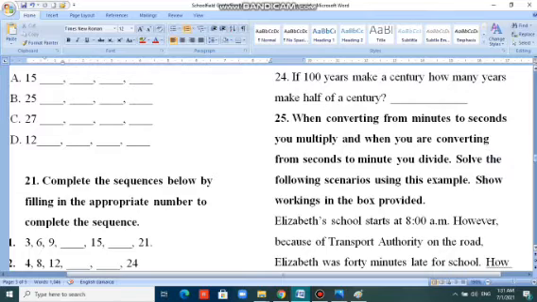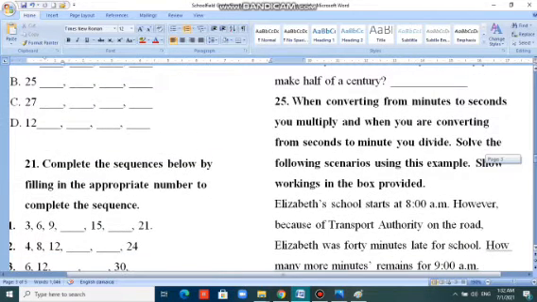Beautiful. 24. If 100 years make a century, how many years make half of a century? Easier, well, like 1, 2, 3, right? That would be what? 50, right? That would be 50 because it's half of 100. All right? So, 50 years make half century.